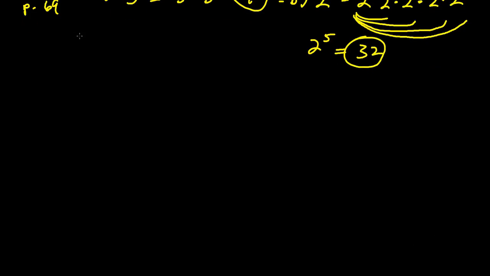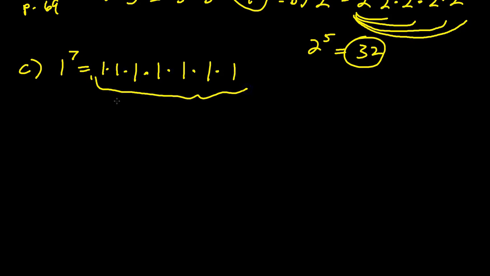Let's look at part C for the same example. Example 1 on page 69. 1 to the 7th power, well, really 1 to any power is, of course, 1. When you multiply 1 by itself, of course, you get 1. So if I take 7 factors of 1 and multiply them, of course, I'll get 1. So please note that 1 to any power is 1.